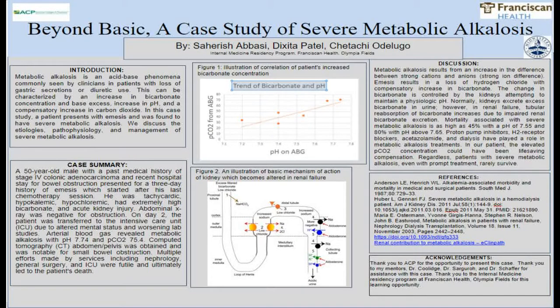All in all, metabolic alkalosis is a common phenomenon seen in the hospital setting, for example, with vomiting or diuretic use. We should not underestimate the mortality associated with severe metabolic alkalosis. Mortality is as high as 45% when a patient has a pH of 7.55 and 80% when the pH is above 7.65. Multiple medications have been known to help with metabolic alkalosis, some of which we've used. Unfortunately, even with prompt treatment, patients with severe metabolic alkalosis rarely survive.